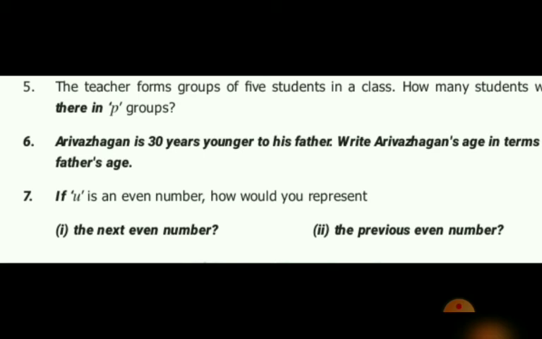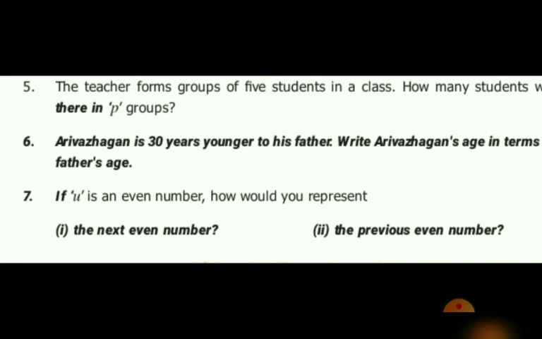If u is an even number, how would you represent the next even number? So u is an even number. The next even number is u plus 2. The even number increases by 2. So u plus 2. Next, what is the previous even number? For the previous even number we have to subtract, u minus 2. So that is the answer.